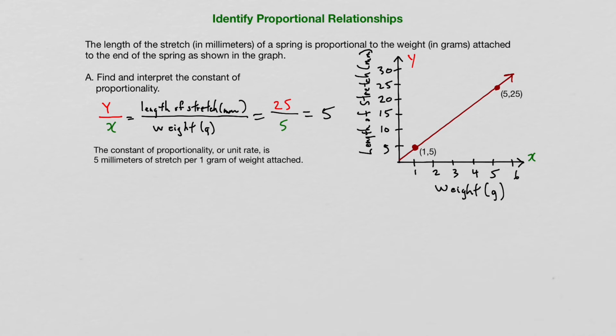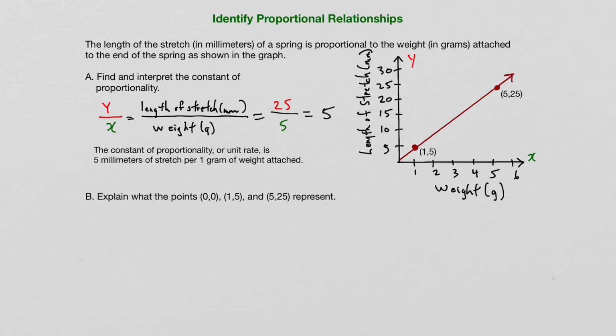Okay, what this means is, if you understand the constant of proportionality, then we know that for every gram it goes up by the same factor. In other words, if we have 2 grams of weight, it's going to stretch 10 millimeters. Okay, if you take a look at the graph, 2 grams, it'll take us to 10. 3 grams takes us to 15. 5 grams of weight, it's going to take us to 25.